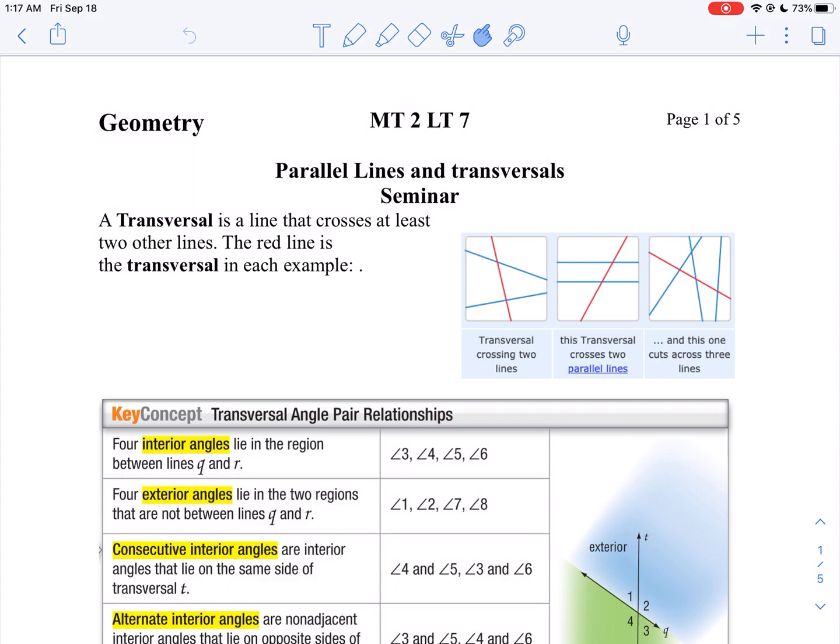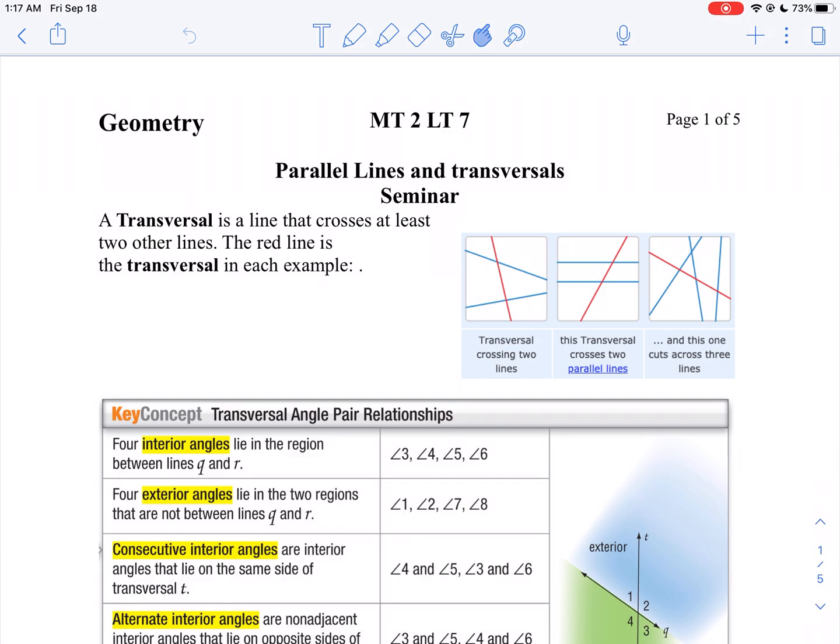First off, our first vocabulary word is a transversal. Transversal means cross, like the Transcontinental Railroad crosses the United States. A transversal is a line that crosses at least two other lines. The red line in each picture is a transversal. It crosses two other lines, at least two other. Notice in the third example, it crosses three other lines.